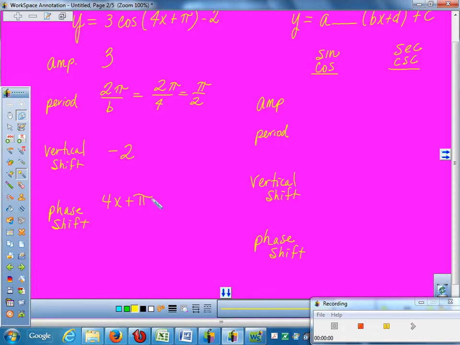There are 2 ways you can solve this. You can either factor a 4 out, which would make it x plus pi over 4, in which case that means we went left pi over 4. Or, what most students prefer, if you simply take that quantity, set it equal to 0, and solve it, you're going to subtract pi, divide by 4, and so it's going to shift and start at negative pi over 4. Most people prefer that method.